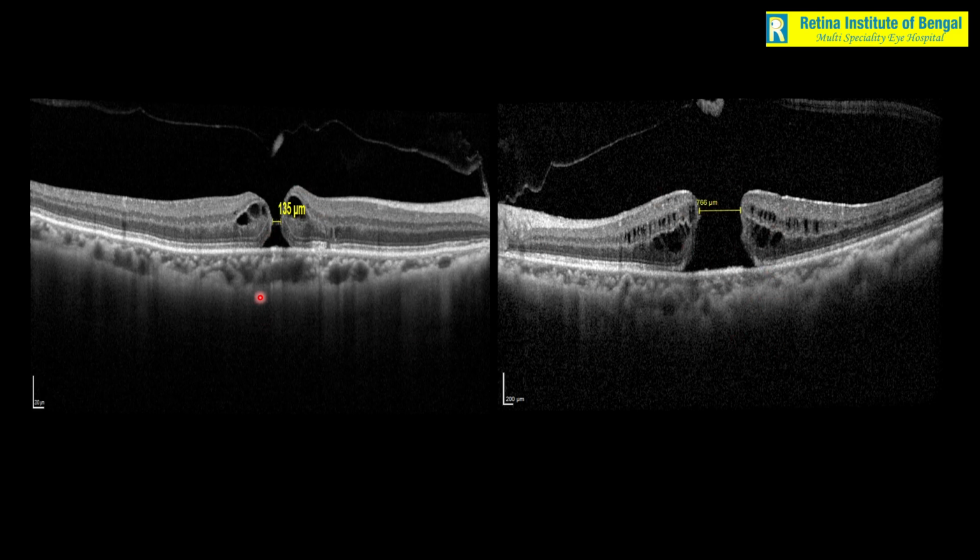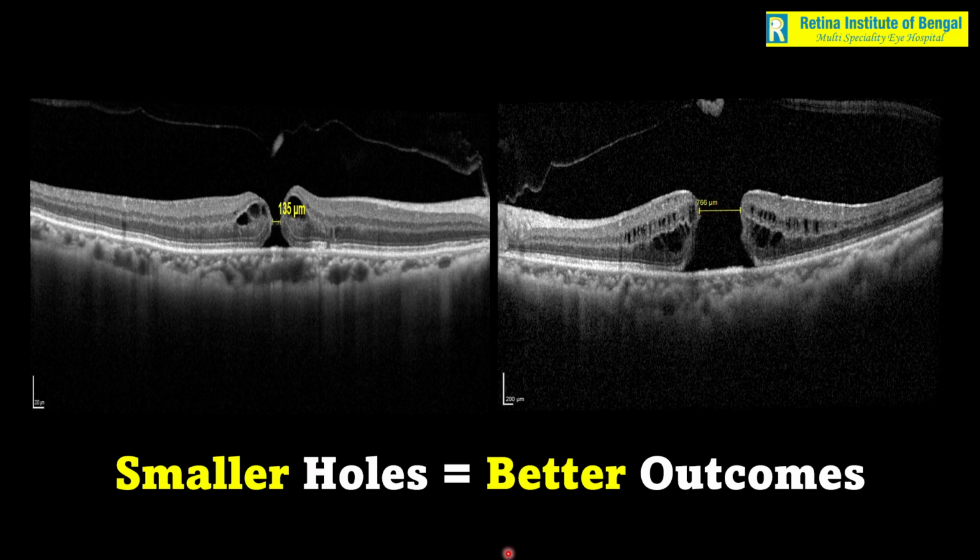So when you have two holes of the same stage, the smaller hole is the one which is more likely to close down and also more likely to regain vision. So the smaller the hole, the better it is, provided the staging is same for the holes that you are comparing.